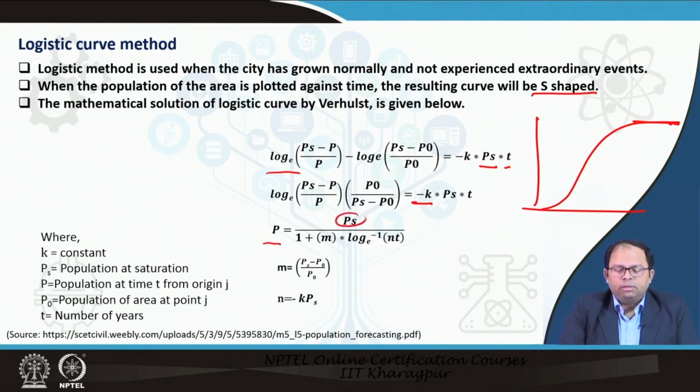the saturation value divided by 1 plus m into log e to the power minus nt, where m is Ps minus P0 by P0, which is population at saturation minus the initial population that we are talking about, and n equals minus k into Ps.